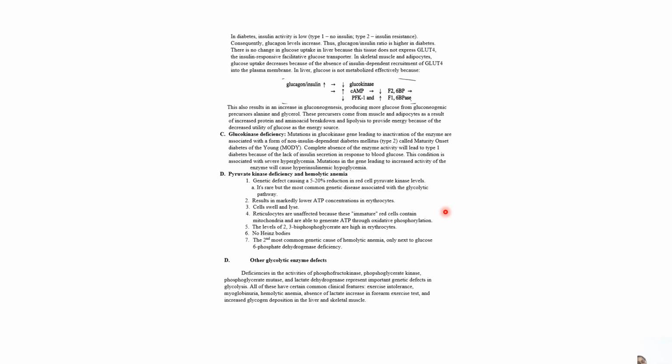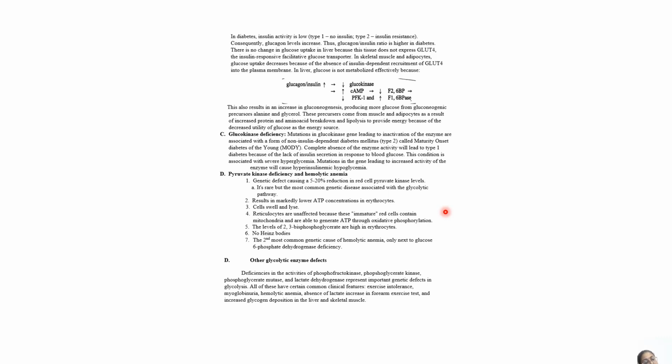Then if we talk about glucokinase deficiency, mutations in the glucokinase gene leading to inactivation of the enzyme can be associated with a form of non-insulin dependent diabetes mellitus called maturity onset diabetes of the young, and complete absence of the enzyme activity will also lead to type 1 diabetes because of the lack of insulin secretion in response to blood glucose. This condition is associated with severe hyperglycemia, and mutations in the gene leading to increased activity of the enzyme will cause hyperinsulinemic hypoglycemia.